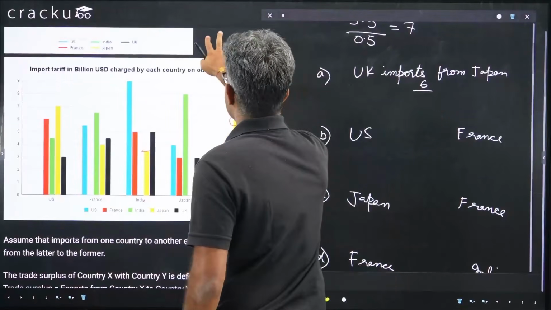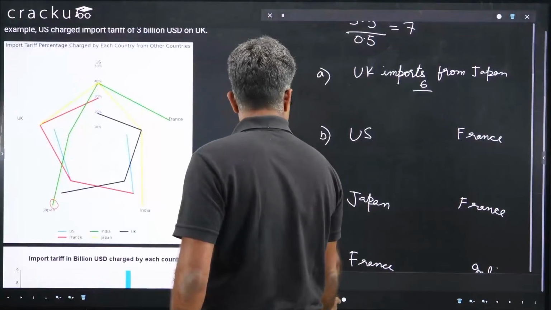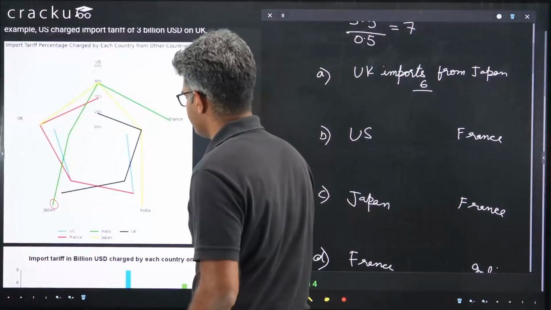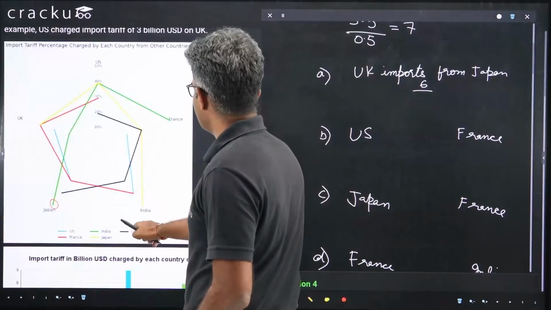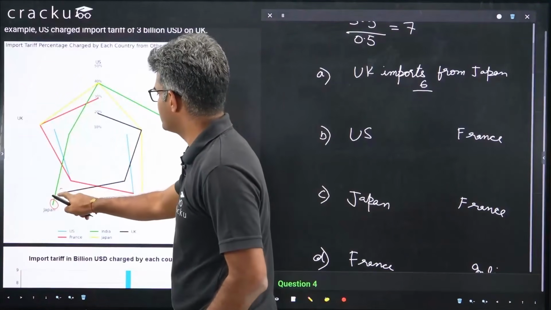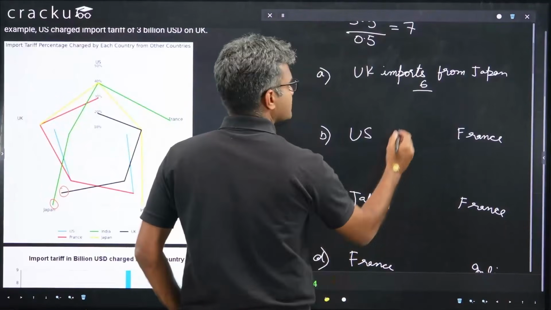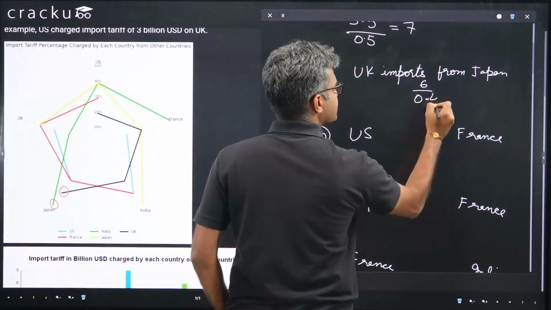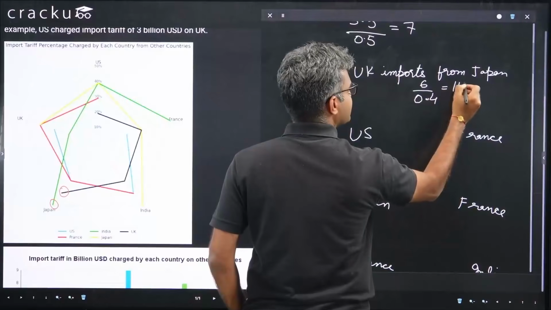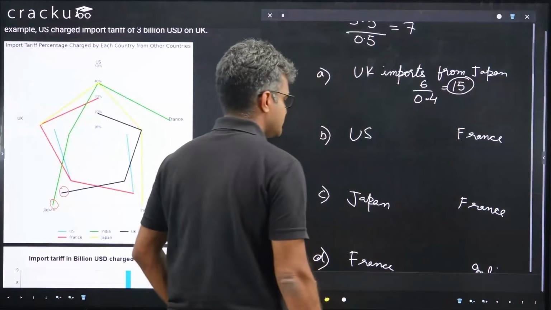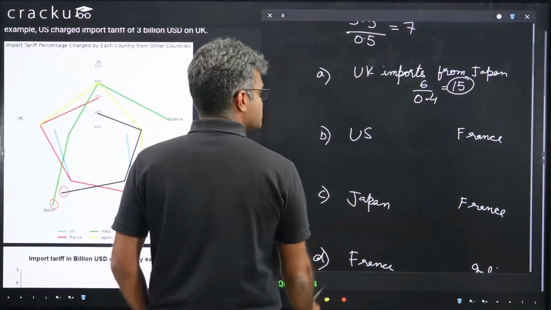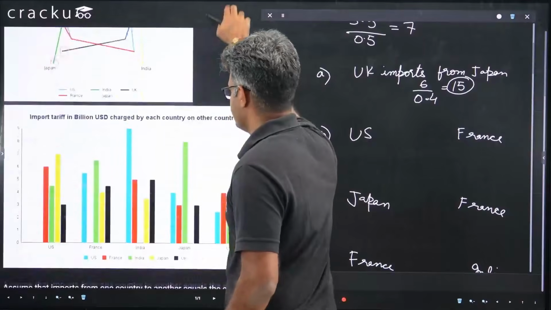And what is the tariff percentage that UK imposed on Japan? UK's color is black. In Japan, it will be this one, which will be 40%. So 6 divided by 0.4 is 15. So option A is 15 billion. What is option B? The total imports of US from France.